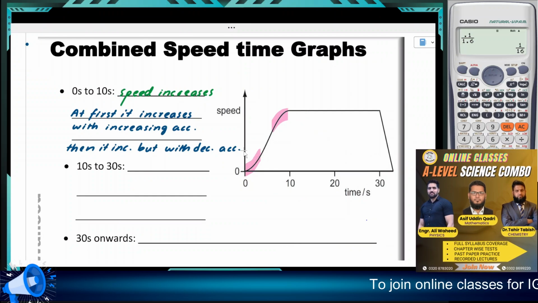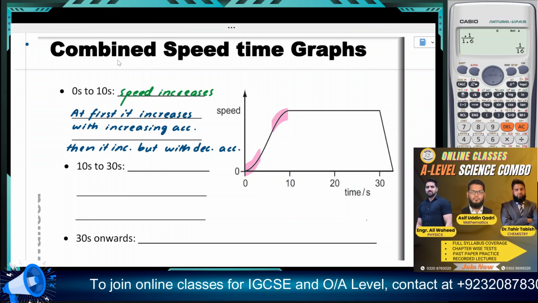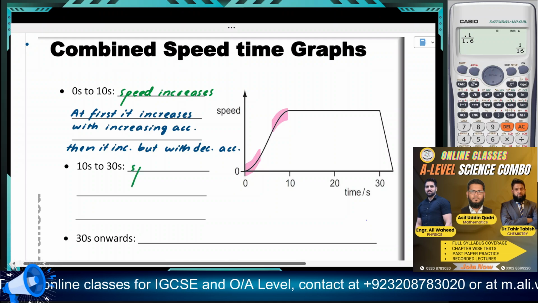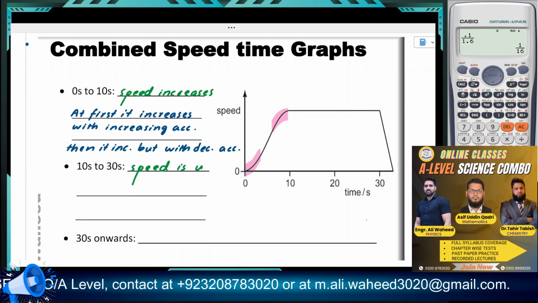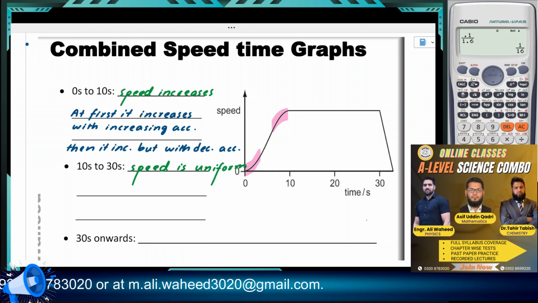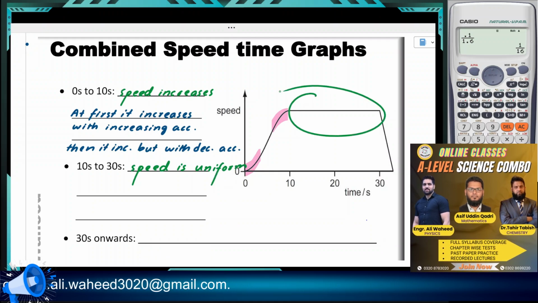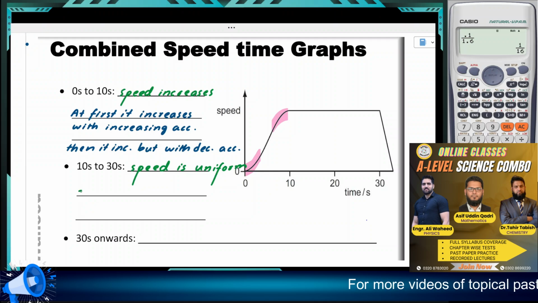So the first part is kind of tricky. What do we have for 10 to 30 seconds? That's very simple. The speed is uniform in this part, 10 to 30 seconds. If the speed is uniform, and the object is not even changing direction, we can say no acceleration.